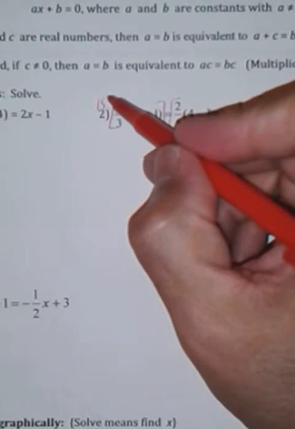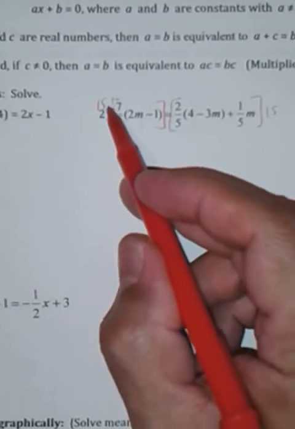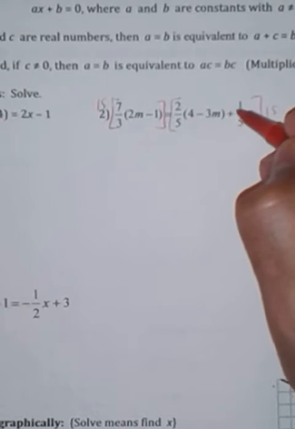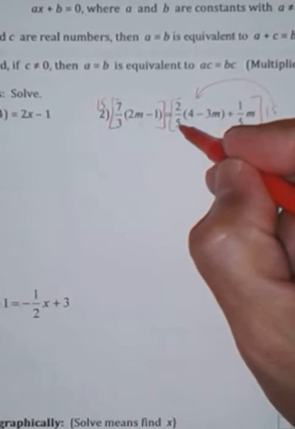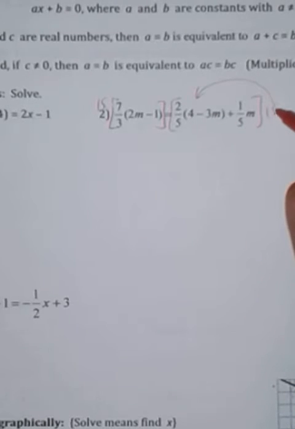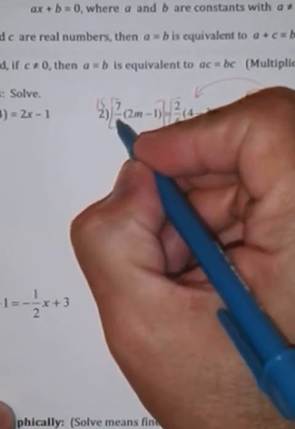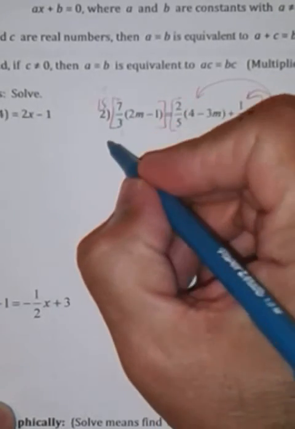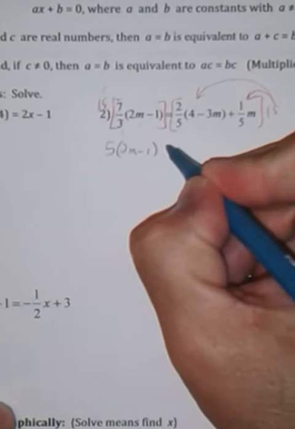Notice on the left, when I multiply 15 times 7/3 times 2m minus 1, I can actually multiply the 15 times 7/3 first. On the right-hand side, though, because I have the terms separated with a plus, I have to distribute. So I'll multiply 15 times 2/5 times 4 minus 3m, and then 15 times 1/5 m. When I multiply 15 times 7/3, I can reduce the 3 and the 15 by 3. That'll be a 1 and a 5, so I have 5. I still haven't multiplied times 2m minus 1, so I'll do that on the next step.